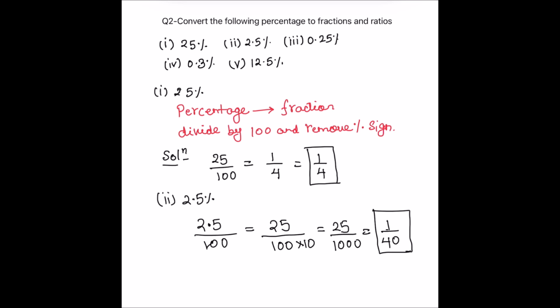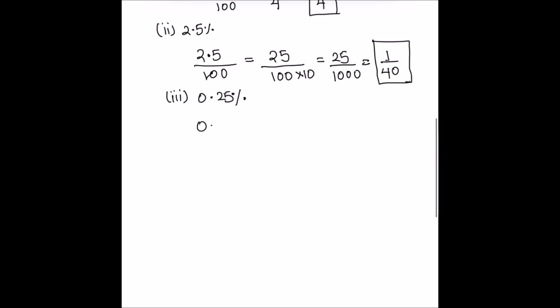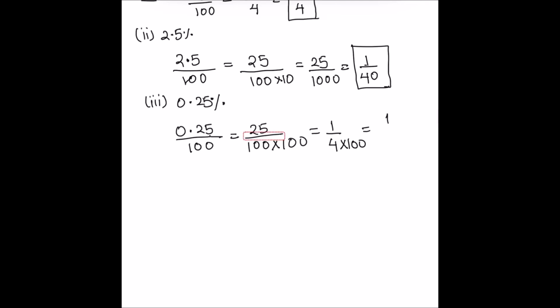The next one is 0.25%. Here too we are going to write 0.25 divided by 100. We have removed the percentage sign and have divided it by 100. Now here it is 0.25. There are 2 digits after the decimal point. To convert it into fraction, we are going to divide it by 100. So that's 25 divided by 100 times 100. 25 divided by 100 is 1 upon 4 times 100, which equals 1 upon 400. So this is our final answer here.